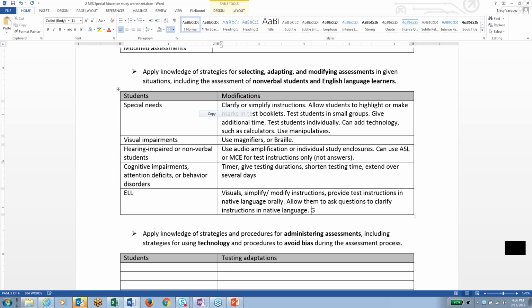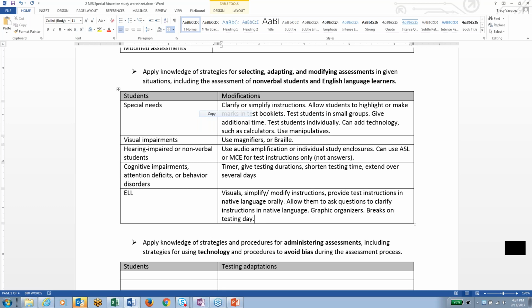Oh, and Lucia also writes in graphic organizers. We can allow them additional breaks on testing day. We can allow them to take tests separately with other ELL students. We can also allow them access to word lists or glossaries that are translated with definitions.